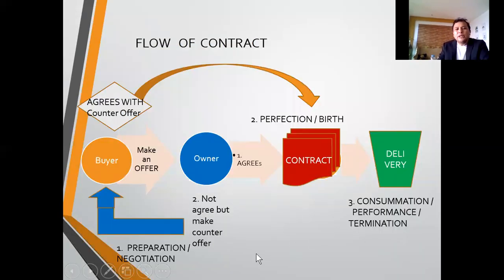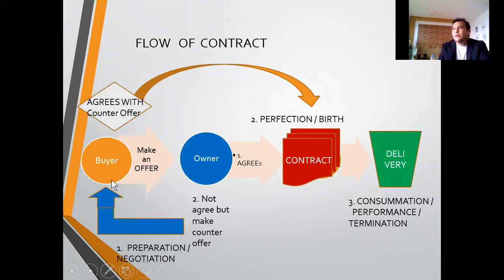Now, there's a slide here that shows you the flow of a contract. So the first stage of a contract is the preparation stage or the negotiation. And this happens when the buyer makes an offer to the owner of the property. So that's the preparation and negotiation stage. When the owner does not agree to the offer, he makes a counter offer. The owner of the property makes the counter offer that goes back to the buyer. So this is the preparation stage.